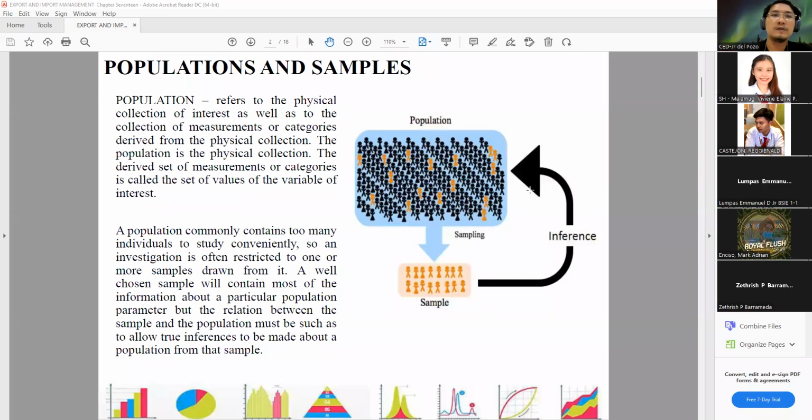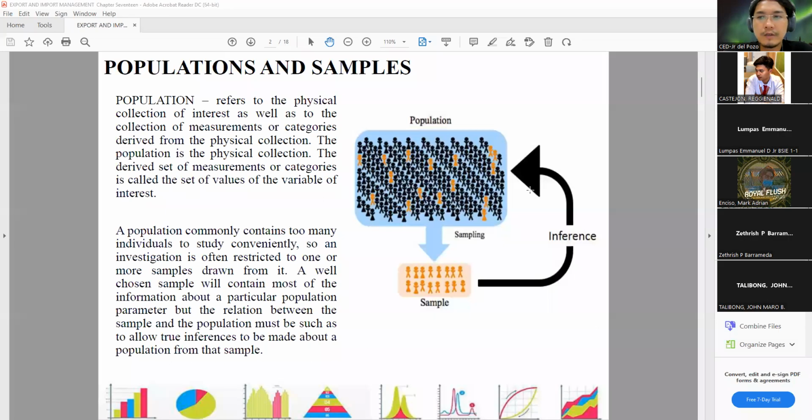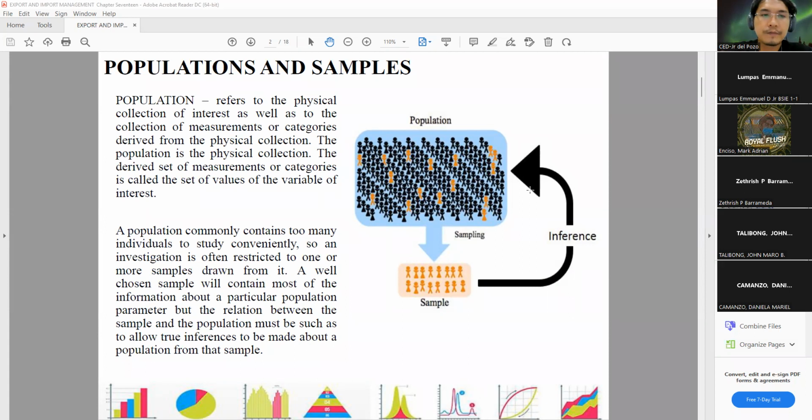So first we need to discuss what is a population. Population refers to the physical collection of interest as well as to the collection of measurement or categories derived from the physical collection. Physical collection meaning it must be tangible. The population is the physical collection. The derived set of measurement categories is called the set of values of the variable of interest.